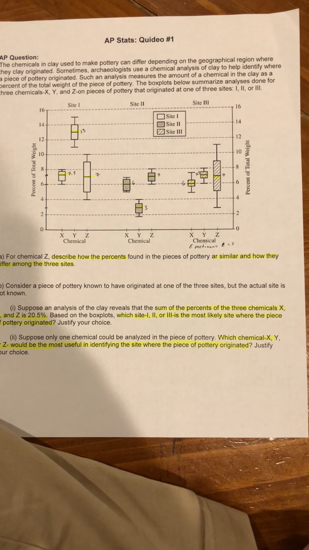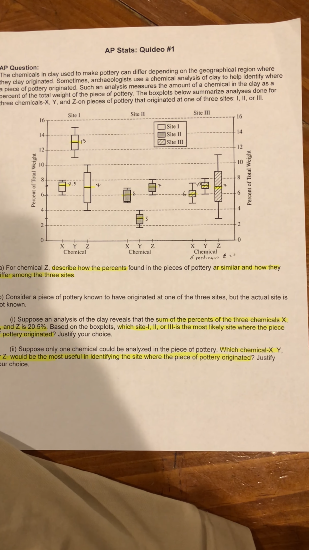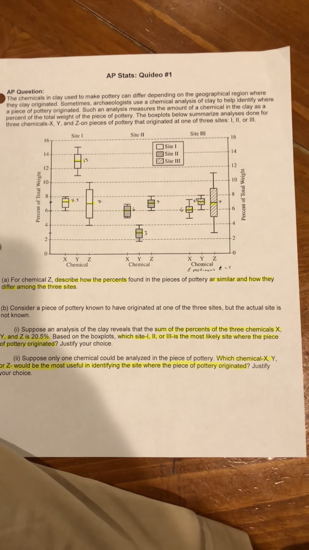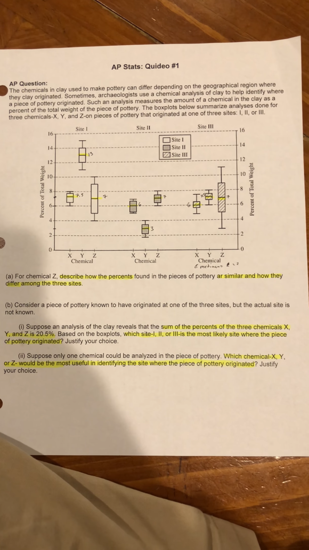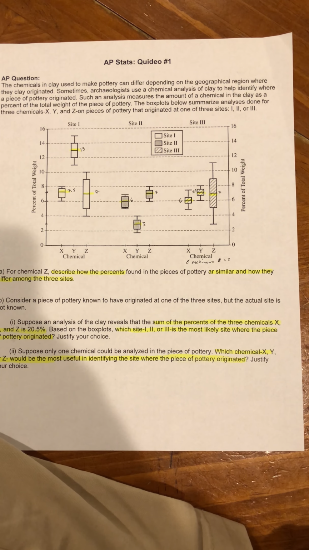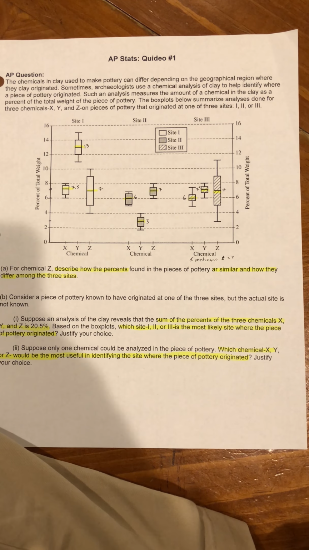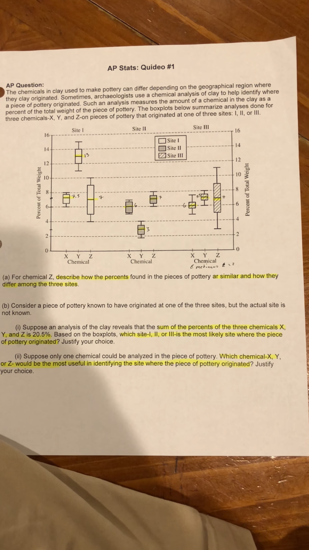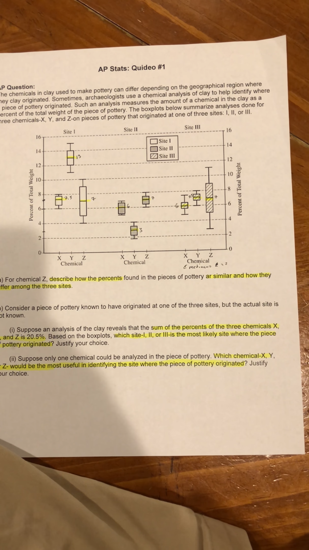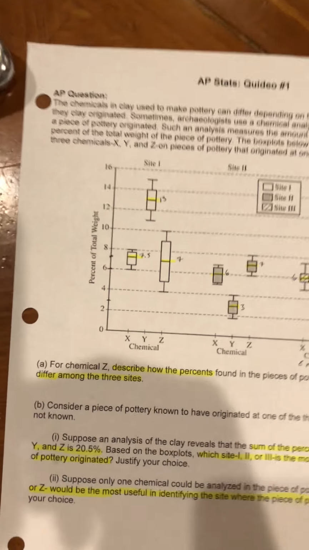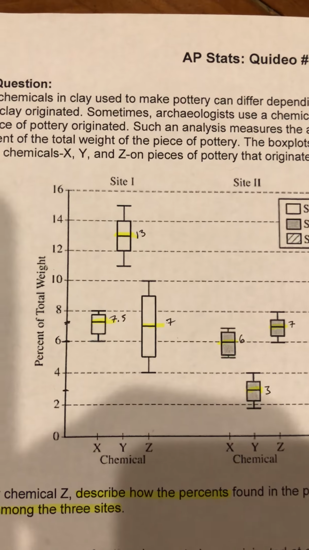Consider a piece of pottery known to have originated at one of the 3 sites, but the actual site is not known. Part I of question B. Suppose an analysis of the clay reveals that the sum of the percents of the 3 chemicals X, Y, and Z is 20.5. Based on the box plots, which site, 1, 2, or 3, is the most likely site where the piece of pottery originated? Justify your choice. So, right off the bat, we look at site 1.